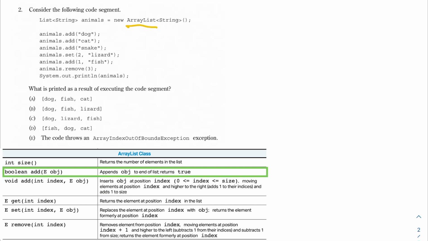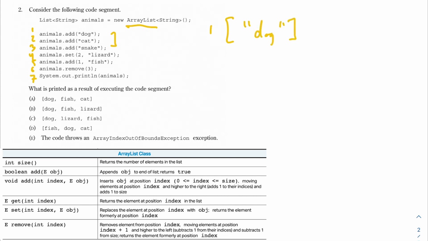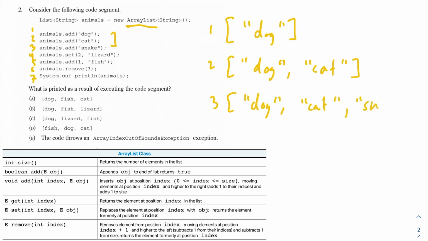And it looks like for these first 3 add methods, we're just basically adding it to the end of the list because we don't have that index. So let me label these. After the first line, we are just going to have dog inside of our array list. The second line, we are adding cat to the end of it. So we have dog and cat. Third line, we have dog, cat, and snake.